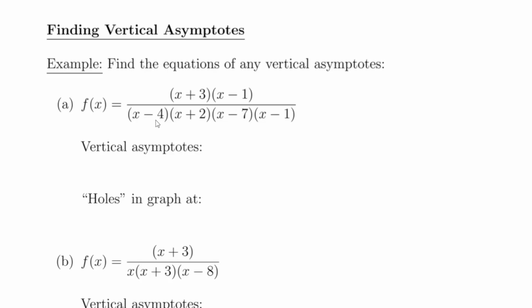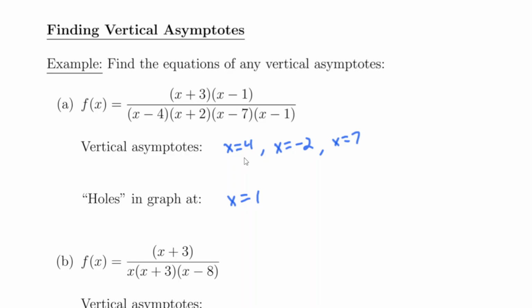Well, at x equals 4, when we plug in 4, we get 0 down here. We're going to have a vertical asymptote, and that's because we don't have an x minus 4 factor up here. So we'll have a vertical asymptote at x equals 4. We'll have another one, x equals minus 2. And another one, x equals 7. But at x equals 1, since we have x minus 1 here and x minus 1 there, we're going to get a hole in the graph at x equals 1.